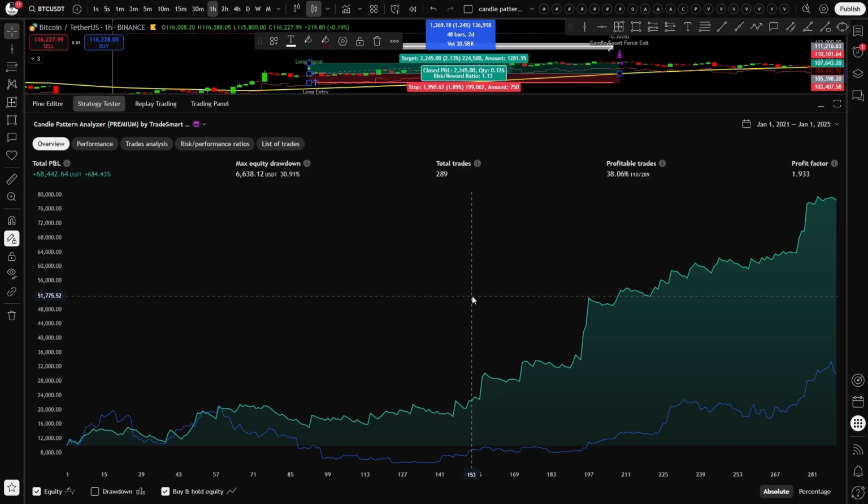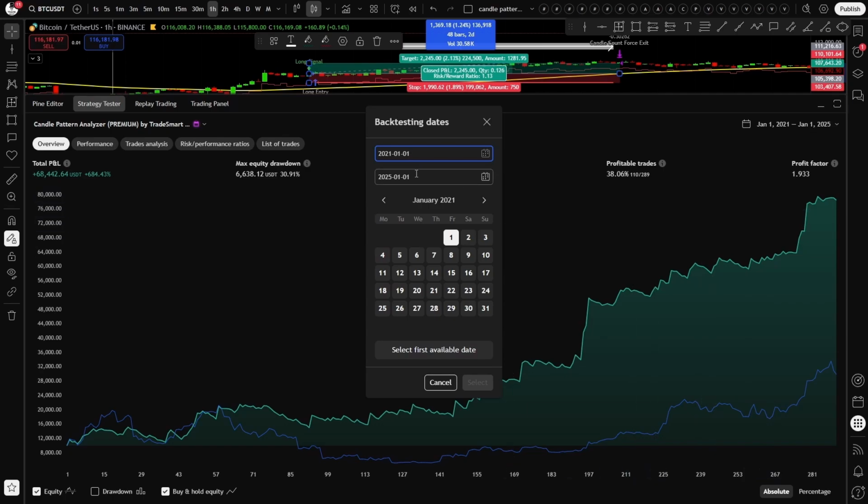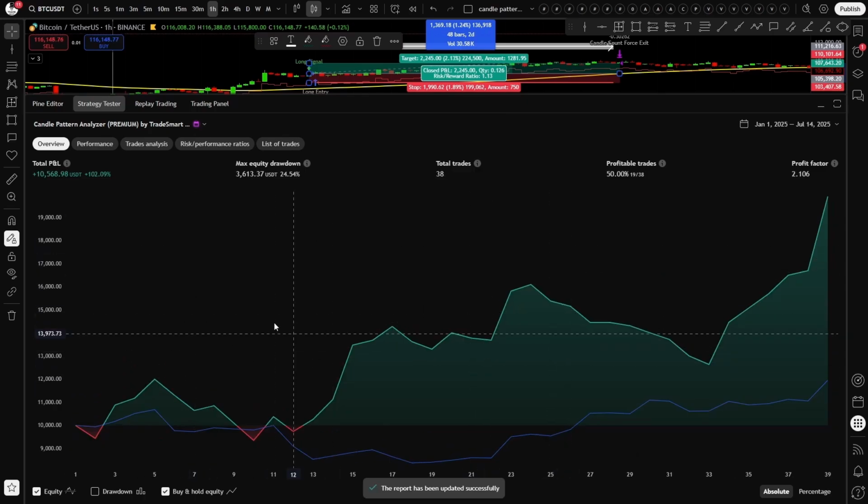That's why when I optimize, I always leave a few months of out-of-sample data that the strategy was not optimized for. In this case, as today's date is the 14th of July 2025, we have around 6 months of out-of-sample data. So let's take a look at how the strategy performs on that data. I will set the end date to July 14th, 2025 and the start date to the 1st of January 2025. And here you can see the results.